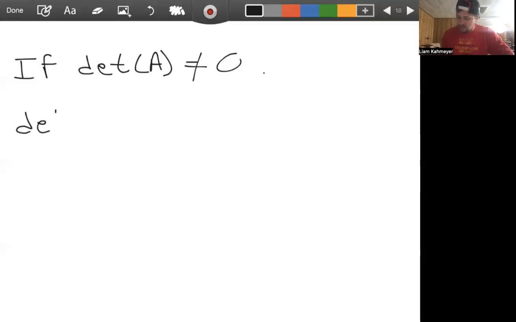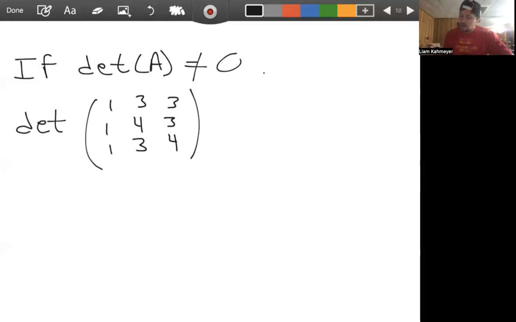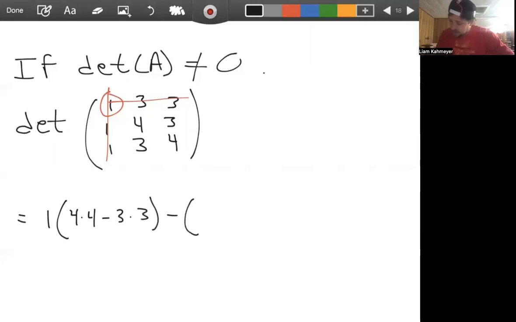And let's look in this case. Let's calculate the determinant. This is just for practice. We want the determinant of 1, 1, 1, 3, 4, 3, 3, 3, 4. We pick the A11 spot, we block out the row and column that those belong to, and then we take the corresponding 2 by 2. So we're going to have 1 times 4 times 4 minus 3 times 3, and then we alternate signs, so minus, and then we go to the next entry in the first row.